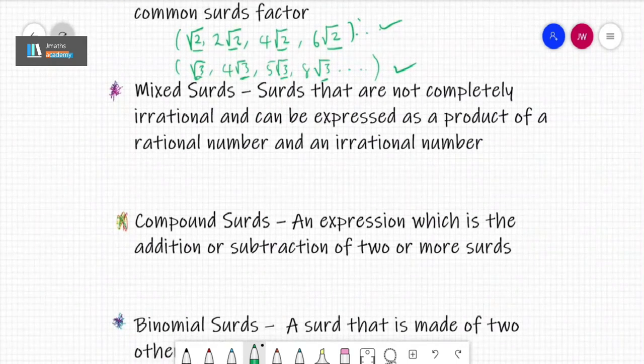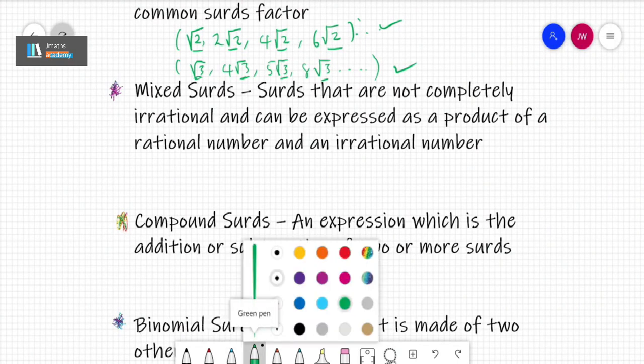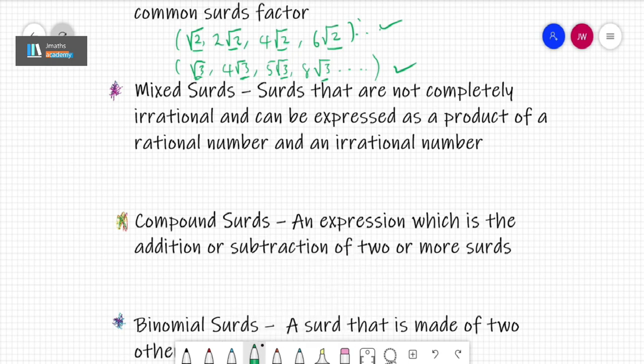Then we have mixed surds. Surds that are not completely irrational and can be expressed as a product of a rational number and an irrational number are known as mixed surds. So we have this as our mixed surds. 2 root 2 is a mixed surd. 4 root 5 is a mixed surd. 6 root 7 is a mixed surd, and so on and so forth.